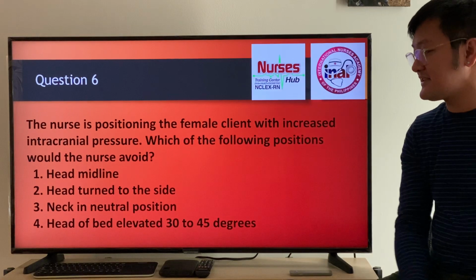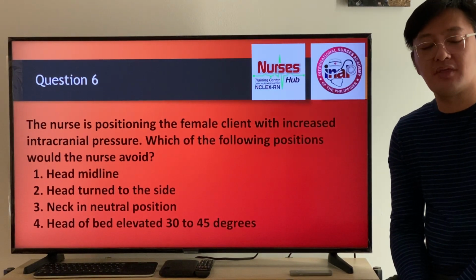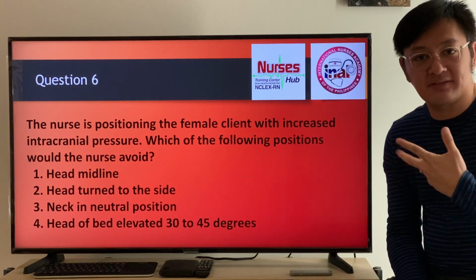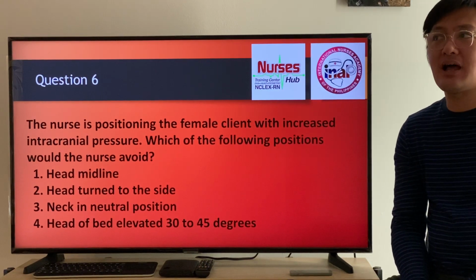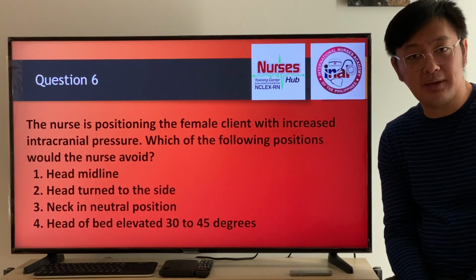And having said that there's increased ICP, it is also important for a patient in the first 24 hours with increased ICP to induce hyperventilation. Why? Why is hyperventilation important and helpful for a patient with increased ICP?